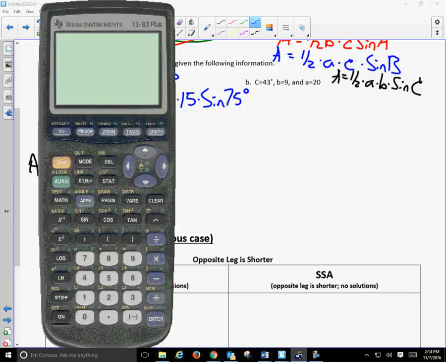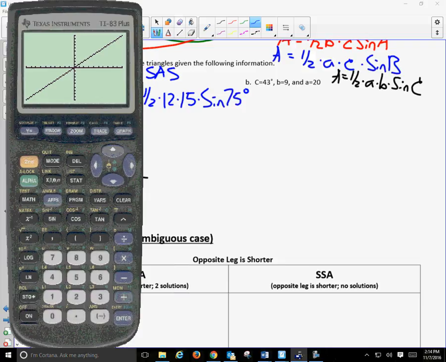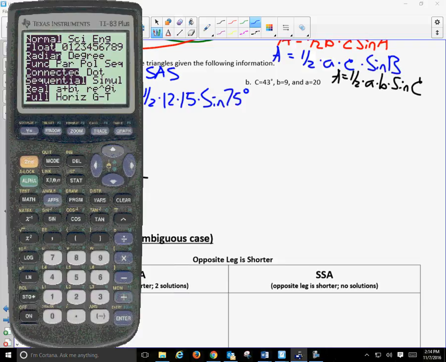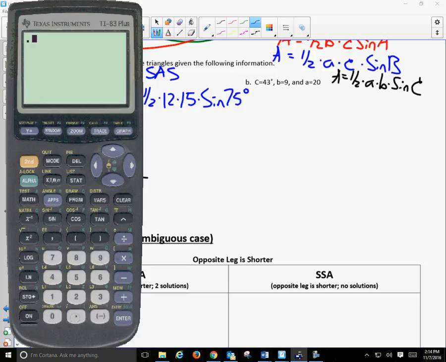Take out my calculator. I'm working in radians right now because I was in a different class. Now I'm in degrees. 0.5 times 12 times 15 times the sine of 75. I get 86.93. We'll round to the hundredth.